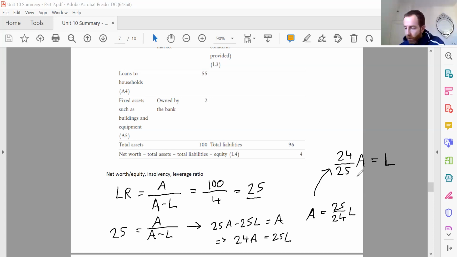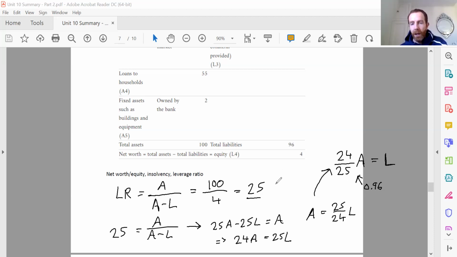So 24 over 25, that is 0.96, as in if the assets fell to 96% of the value that they were at before, then that tells us the bank would be on the verge of becoming insolvent. And so 96%, right? That is a fall in value of 4%. And that's the kind of link we get with the leverage ratio, right?